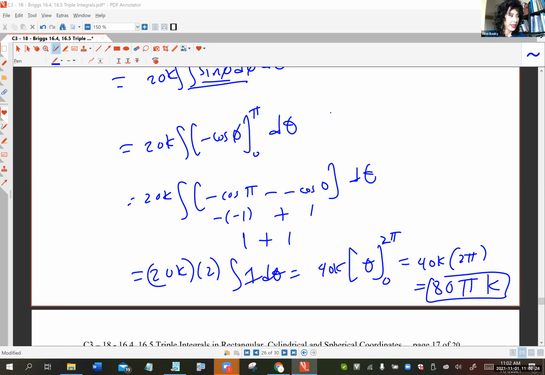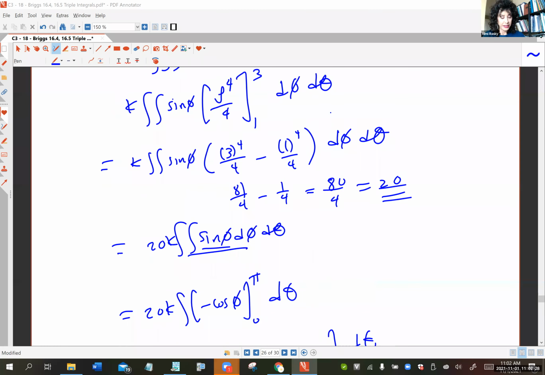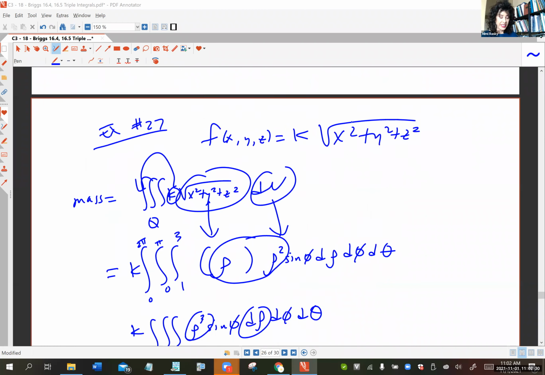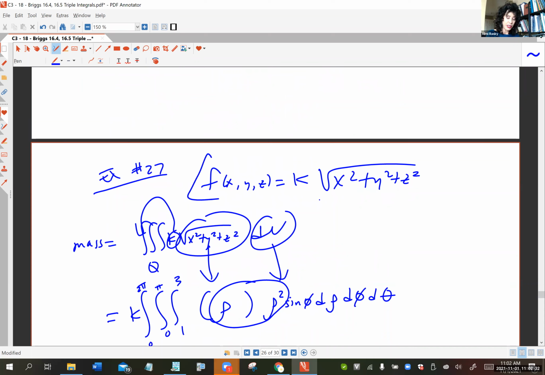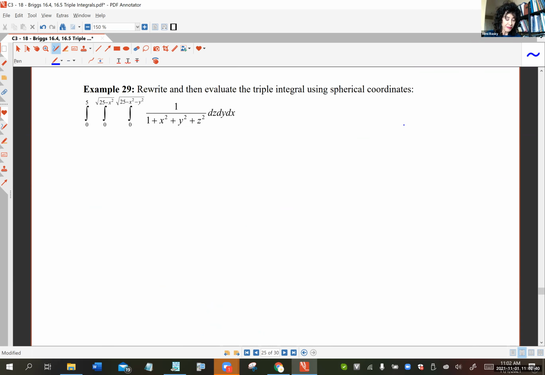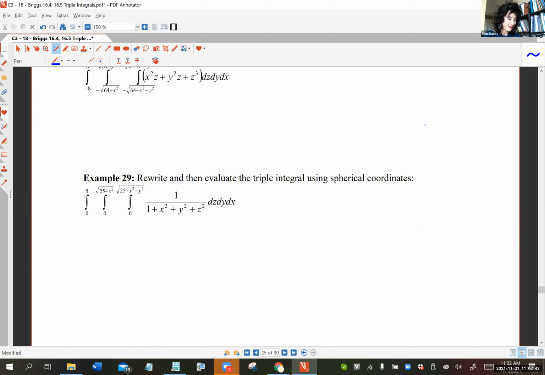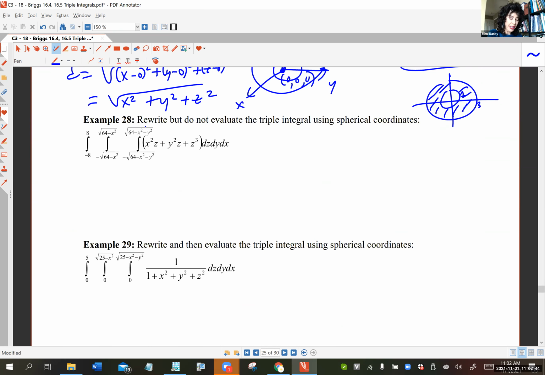80 pi k is your mass. Okay, so far it's not been too bad. The recap on that was the density function was a little bit tricky because they didn't hand it to us. A lot of times they just hand you a nice density function, and they weren't too nice about that. Okay, example 28 says rewrite but don't evaluate the triple integral.